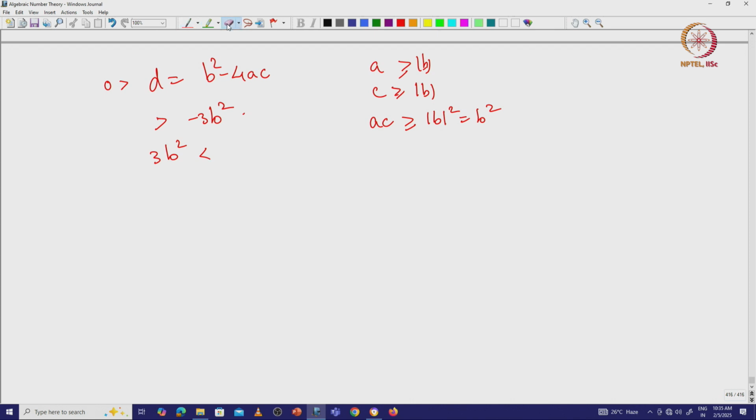Sorry, what did I do? Yeah, sorry, if instead of subtracting AC you subtract a smaller quantity, which is B squared, then you will get something which is bigger, right. So, 3B squared is less than minus D, which is bigger than 0, right. So, B squared is less than minus D by 3, and so there are only finitely many possibilities for B.